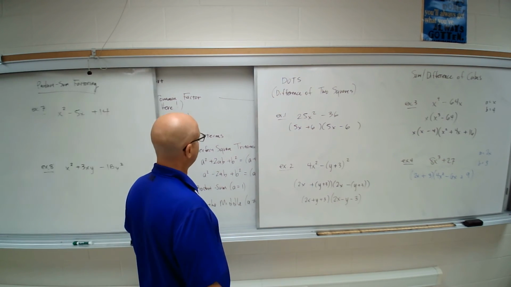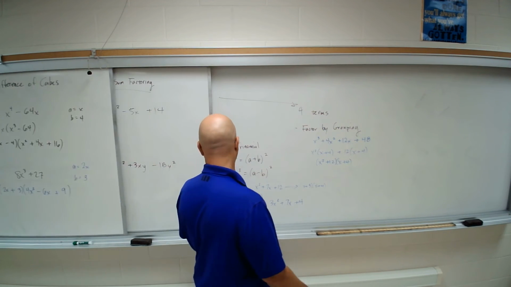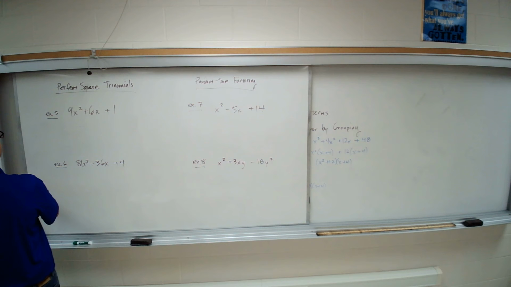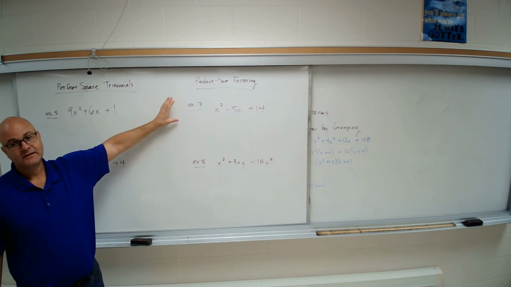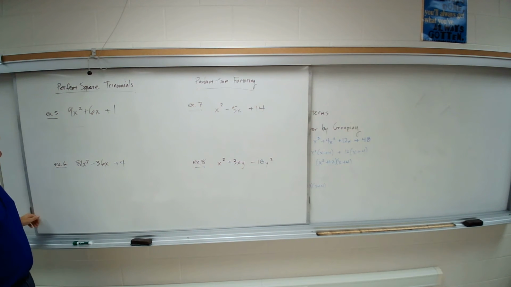Last pieces to look through, as we just kind of mentioned, was the perfect square trinomials, and then the product-sum factoring, which I just think of as just plain old factoring. It's the one people tend to remember.